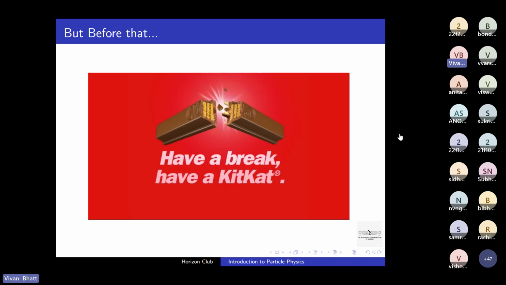If C is violated, PT on the whole would also need to be violated, right? Because CPT has to be conserved.